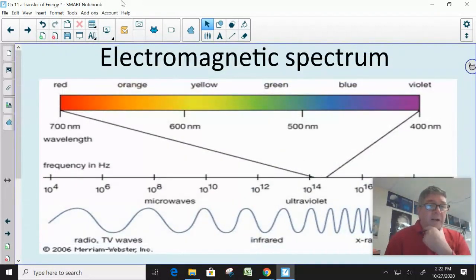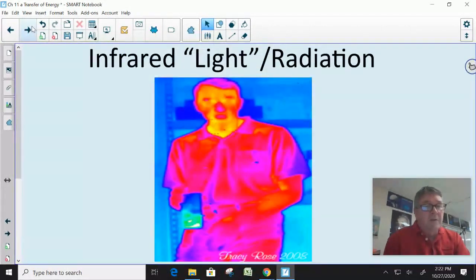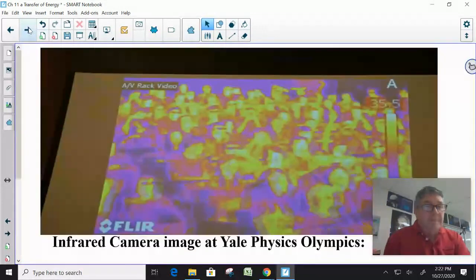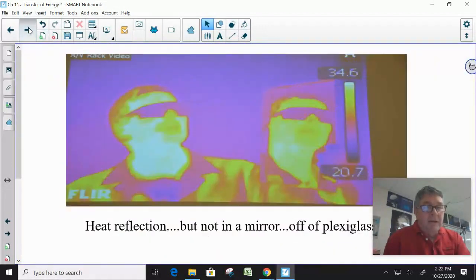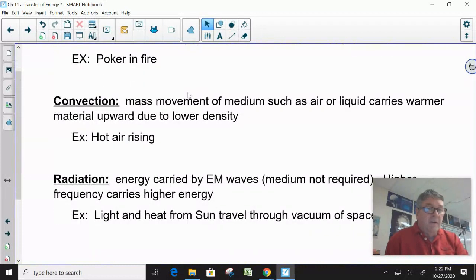So these are electromagnetic waves that travel and carry energy. So the sun's sending us energy. It's an energy transfer. I'm not going to go into this in great detail. I really want to speed through this quickly. It's already too long. But again, the basic summary of this is conduction, convection, radiation. Conduction requires collisions between high energy and low energy particles to transfer that energy from the hot side to the cold side, poker in the fire.